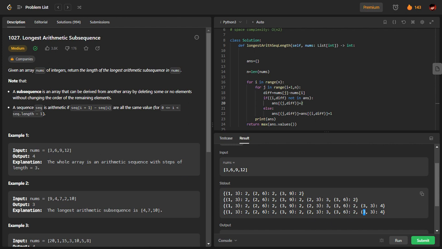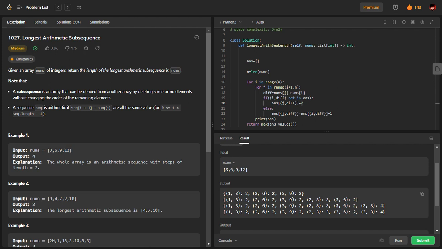And if you talk about this value, it means that at index 3, that is the last index, there are two elements, that is, a subsequence of length 2 with common difference 6. How is it possible? See, 6 and 12, right? If you talk about 6 and 12, the common difference is 6, and there are two elements. That's what they are mentioning here. This is what it means.